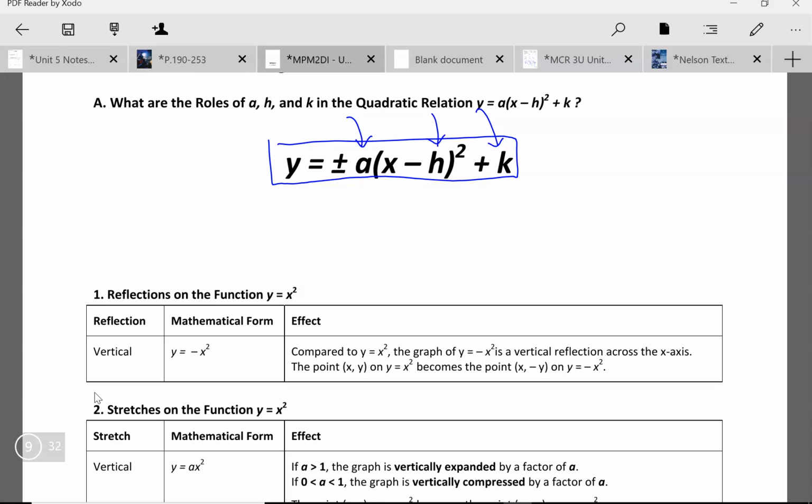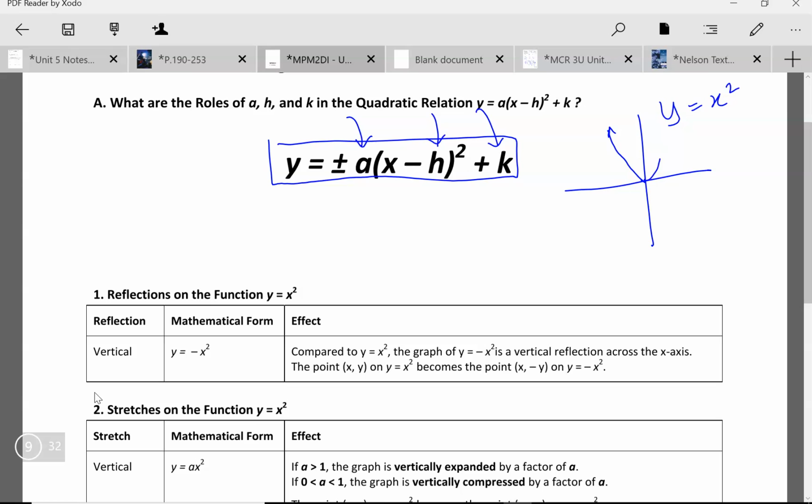We're just going to talk about what the h value means for our graph in terms of where the graph is moving. And of course, the original function has to move from somewhere, and the original graph is y equals x squared, like this graph right here. We're talking about moving this graph.